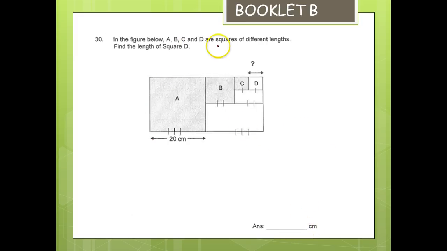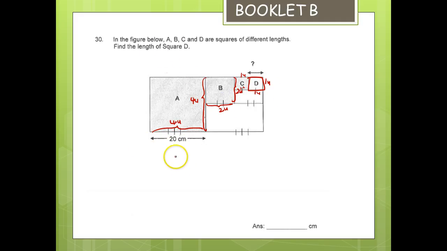In the figure, A, B, C, D are squares of different lengths. Find the length of square D. So I know this square D is 1 unit by 1 unit, right? So C is also 1 unit and 1 unit. B would be 2 units, 2 units. How about A? A would be 2 and 2 would be 4 units, 4 units, right?